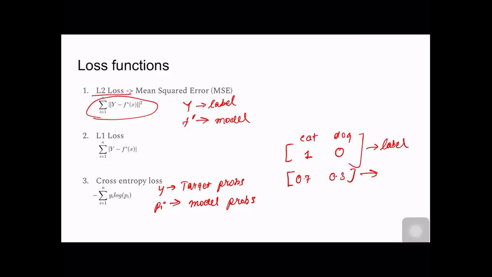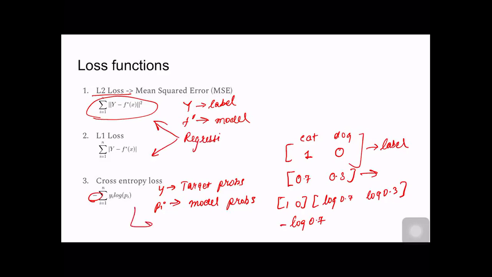So according to the cross entropy laws, we just do a vector multiplication of this quantity. And as you can see, this just results into log of 0.7. The negative of log of 0.7 because of the negative sign. And this is basically the cross entropy loss. Just a rule of thumb is that usually L2 and L1 losses are used for regression, and cross entropy loss is used for classification problems.